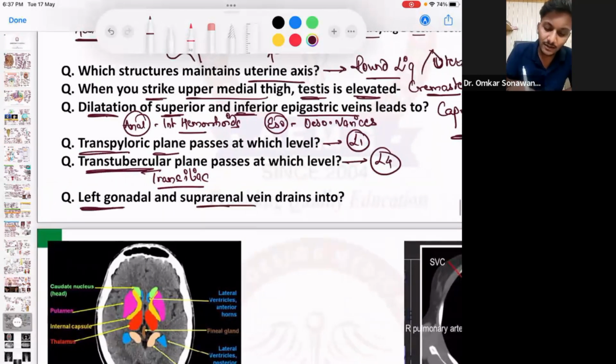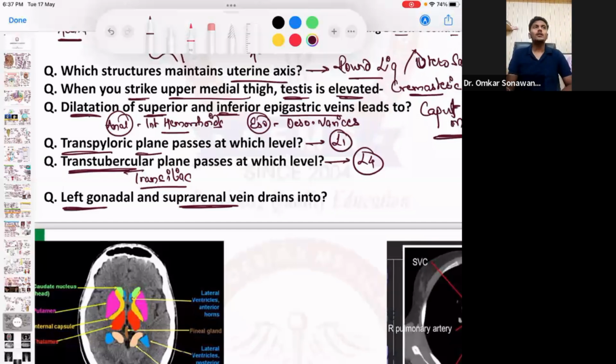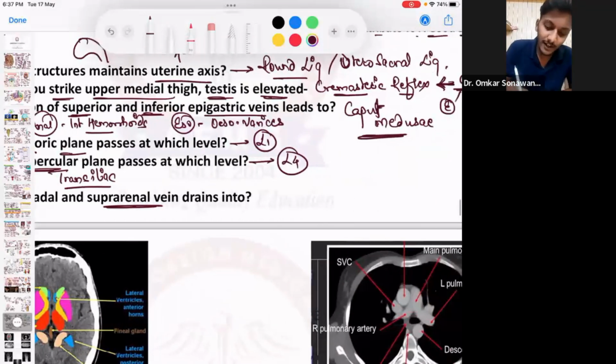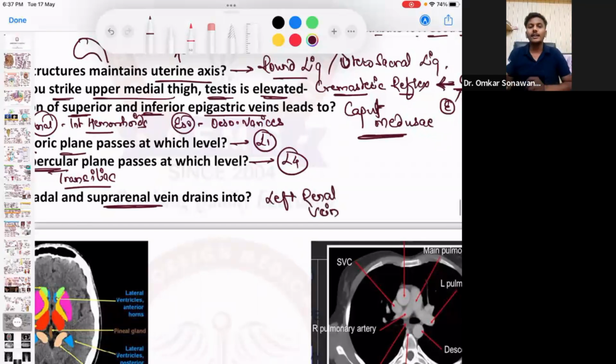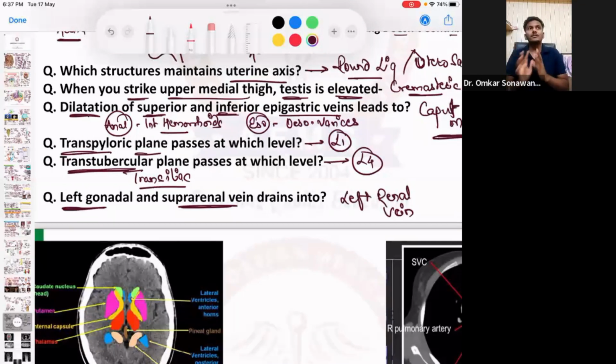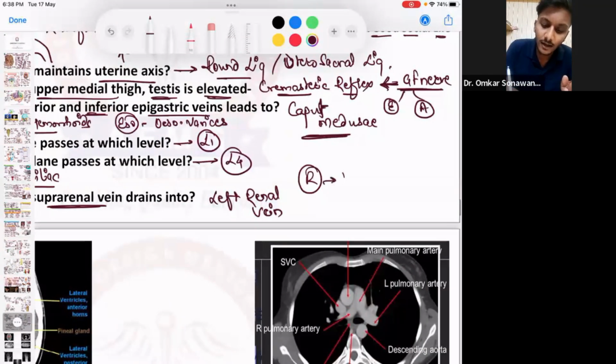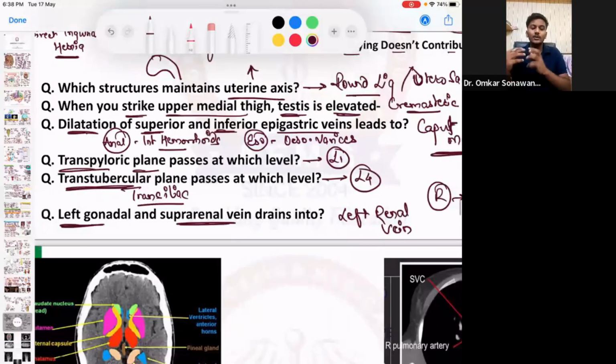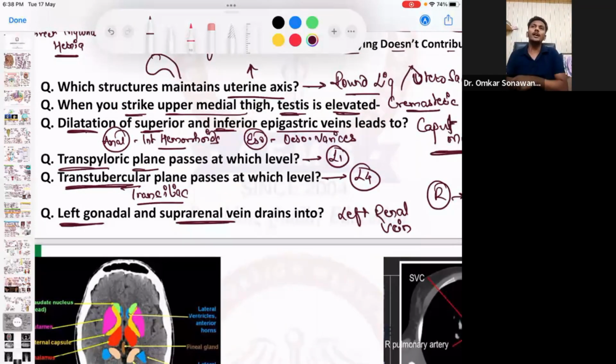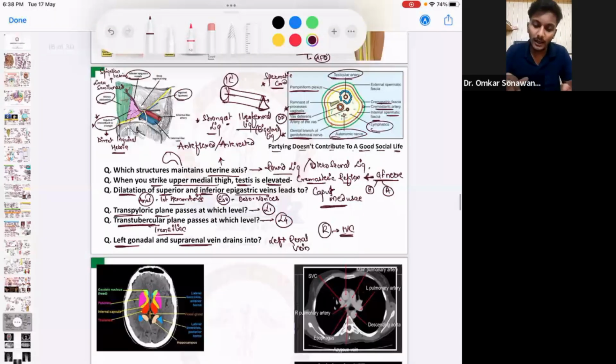Left gonadal vein and suprarenal vein drain into? Very good, the left renal vein. Why is it important? Because the right gonadal vein, that is the right testicular or ovarian vein, and the right suprarenal or adrenal vein drain directly into the inferior vena cava. But the left-sided gonadal vein and left-sided suprarenal vein drain into the left renal vein. No issues with this. Important one-liners, all of these.